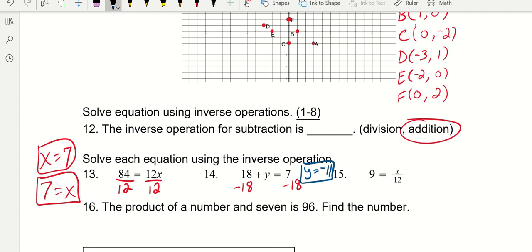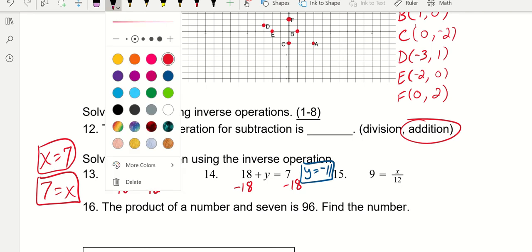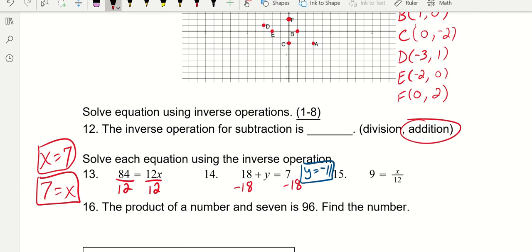All right, number 15. 9 is equal to x divided by 12. What's the inverse of division? Multiplication. So we multiply by 12. Please show this multiplication in the numerator here. Don't show it hanging out down here in the denominator. And we multiply by 12 on the left side of our equation as well. What I do to one side of the equation, I have to do to both. Otherwise, it gets out of balance.